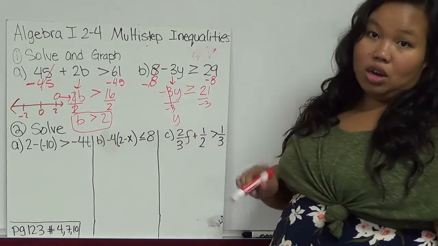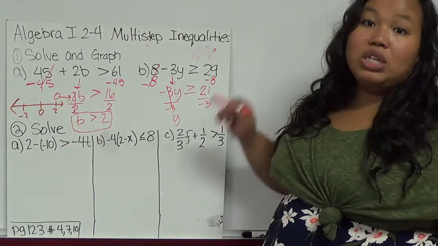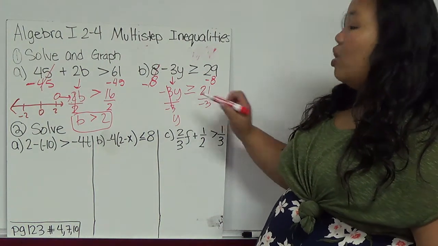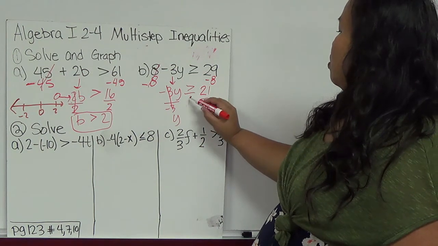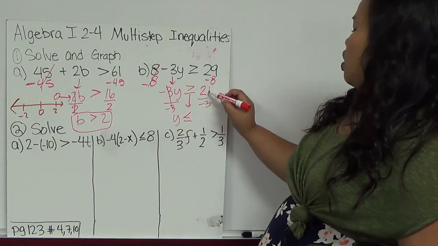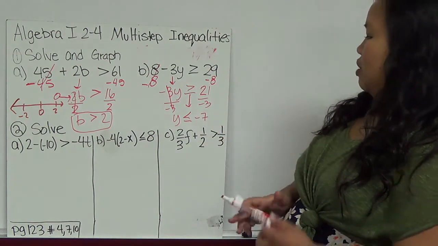But what happened here? Sometimes you can get so caught up that you don't pay attention, but we divided by a negative number. You see that? Negative 3 on both sides. So now what do I have to do to the sign? Now I have to flip the sign. 21 divided by negative 3 is negative 7.